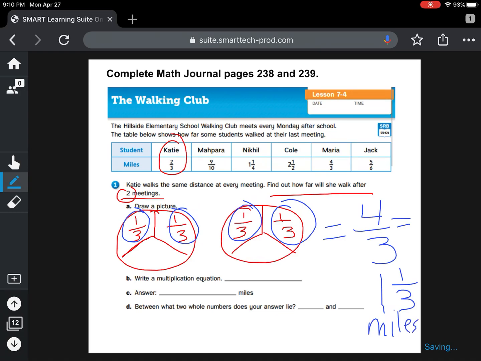Then it says, write a multiplication equation to show that same thing. So I would write 2 to represent the 2 meetings times 1/3 of a mile that she walks at each meet. Then multiply. Put my 2 over 1, multiply at the top. Oh, I see what I did. This is supposed to be a 2 up here. 2/3. She walks 2/3 of a mile at each meet. So let me change that real quick.